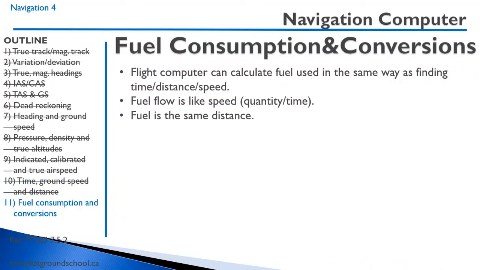We can also calculate fuel consumption in the same method that we calculated time. The fuel flow is like speed, so quantity divided by time, and the fuel is the same as the distance. Avgas has a density of 6 pounds per US gallon. The other thing we can do is look at the flight computer and align, let's say, gallons and liters, and we can use the flight computer to make conversions between different units. There's nautical miles and statute miles on there as well.